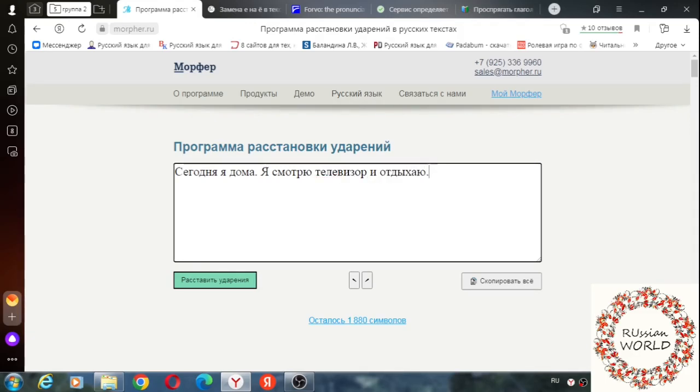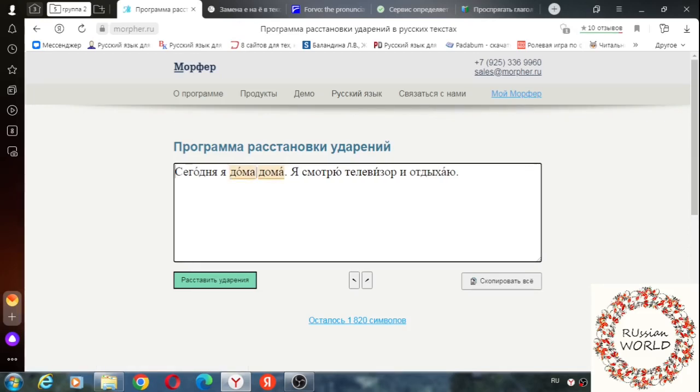So I typed 2 sentences. These sentences mean I'm at home today, I'm watching TV and resting. And then I press the green button, which says to put stress marks. Okay, so you can see that each word has the stress mark.